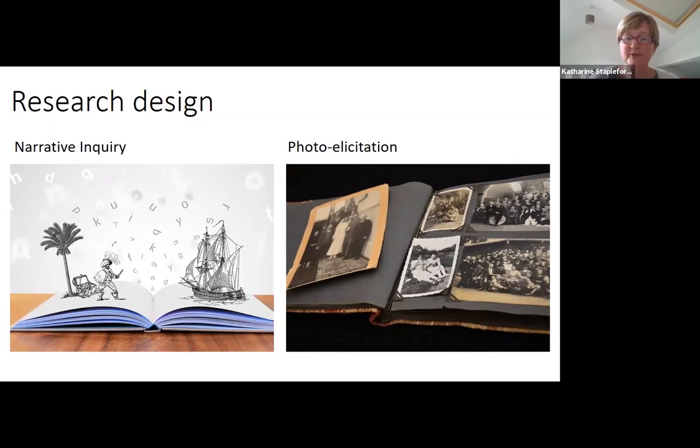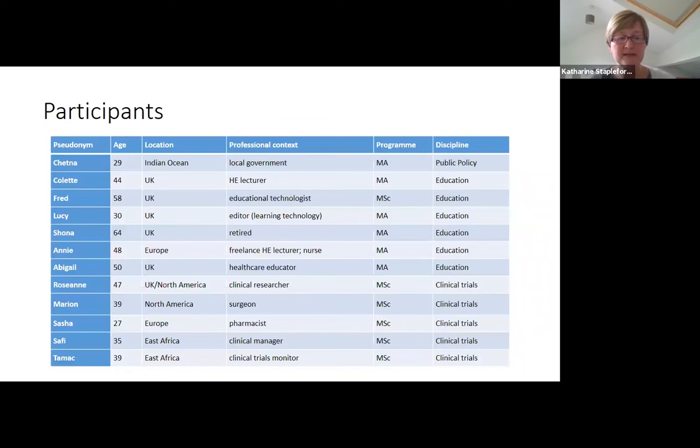I'll briefly skip over the next slide. I can come back to it later if people are interested. These are the participants, 12 postgraduate online distance learners studying a range of master's programs at a range of institutions, all UK institutions, but the students themselves were based all around the world.